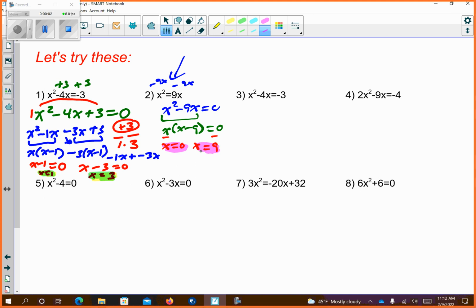Hey, I might not be the brightest bulb in the batch, but do problem number 1 and problem number 3 look identical? x squared minus 4x equals negative 3. Yeah, they're the same. So we don't have to worry about that one, because it's the same as number 1.